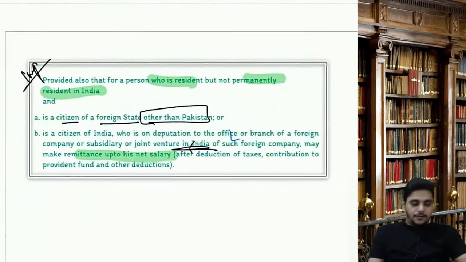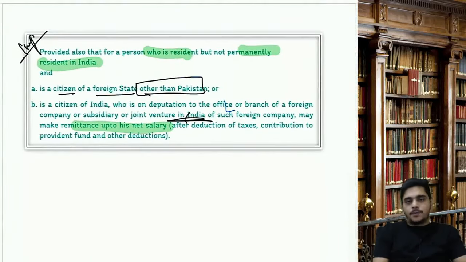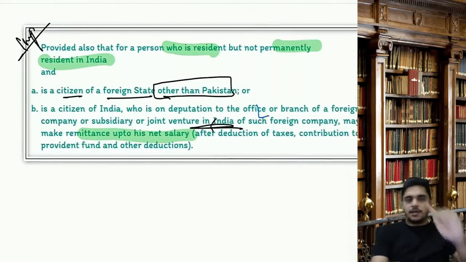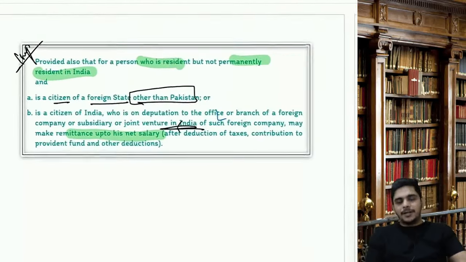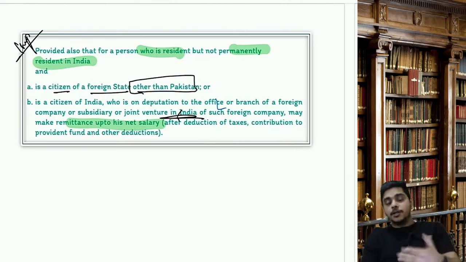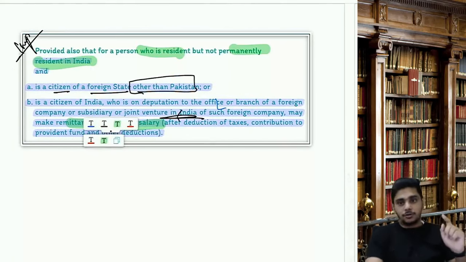Then, if you are a person resident in India but not permanent resident and you are a citizen of a state other than Pakistan, or a citizen of India who is on deputation to India, you can remit net salary. Even though it is more than 250, you can remit your net salary without RBI approval. Okay, this is important. There is a question in the module on this.